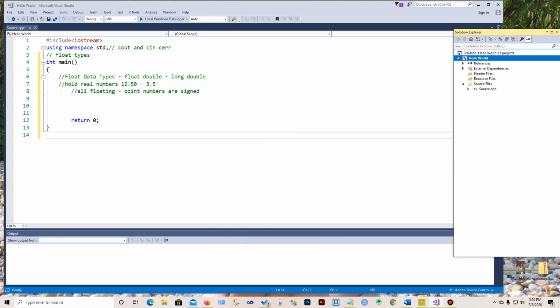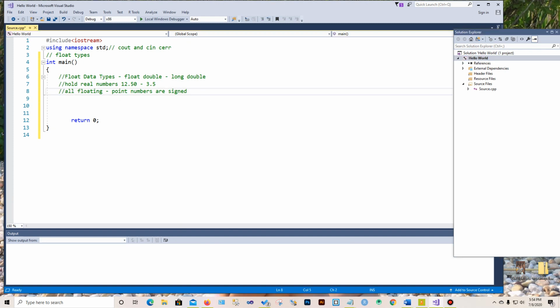Now we're going to move forward to float data types. In the previous video, we looked at integers. The integer data type holds whole numbers. So let's look at float data types. Float data types hold real numbers with decimal points. All the floating points hold positive and negative values, so all of them are signed. It just means they hold positive and negative values.